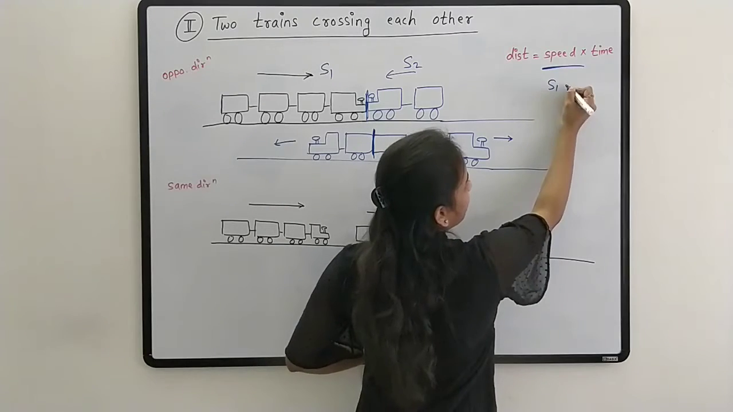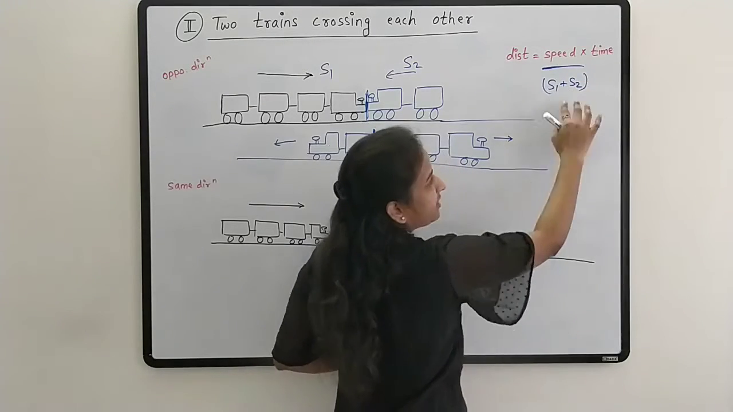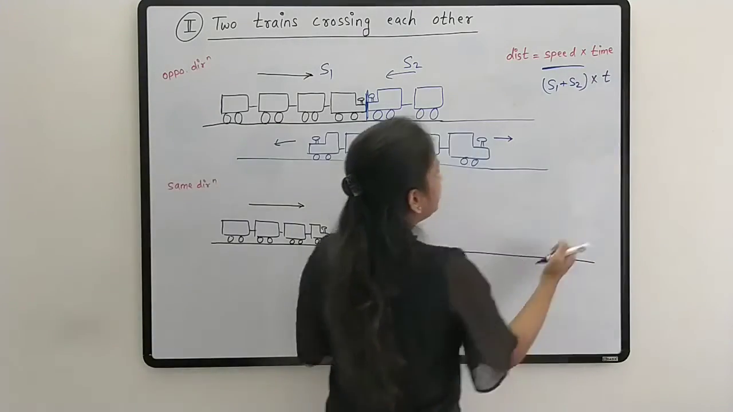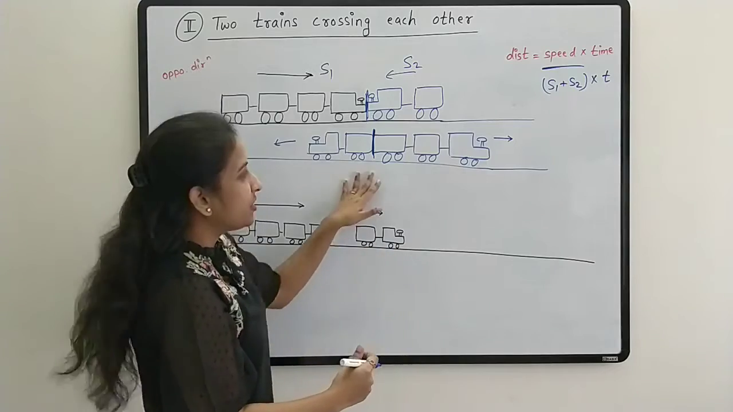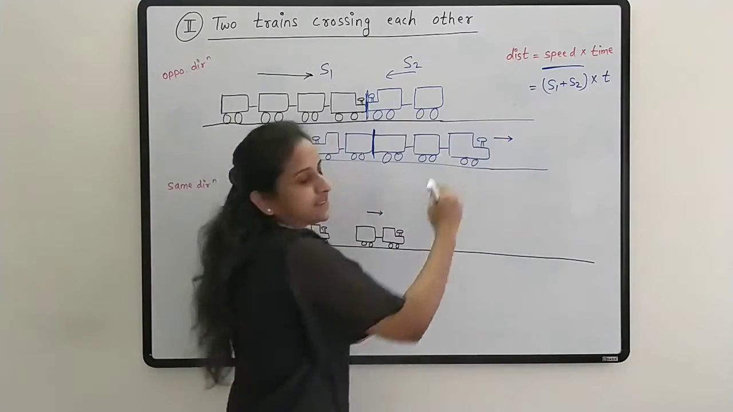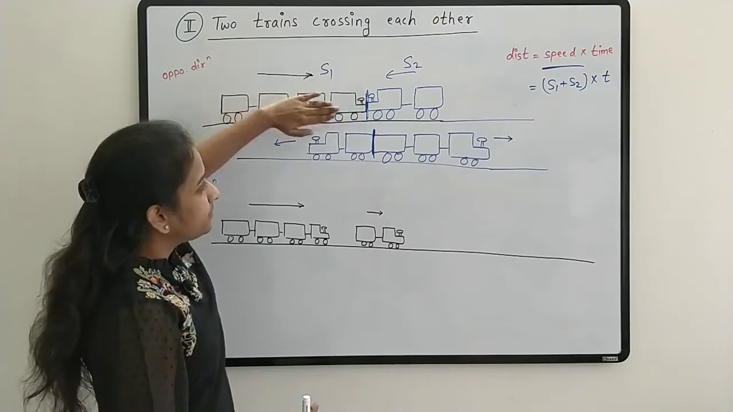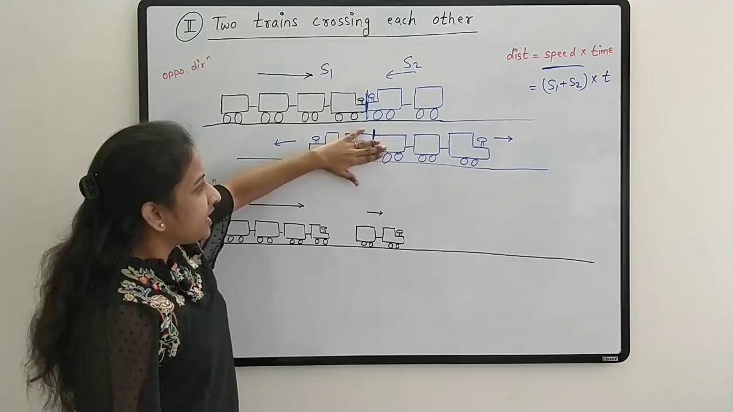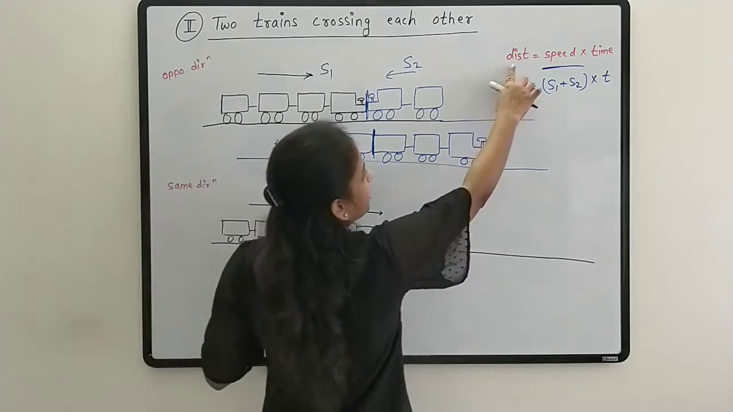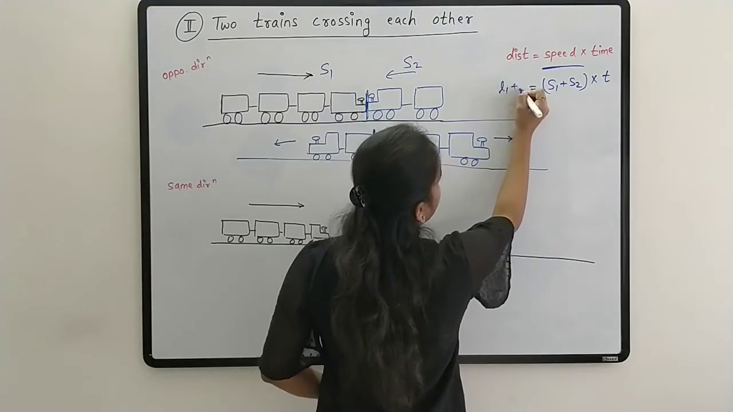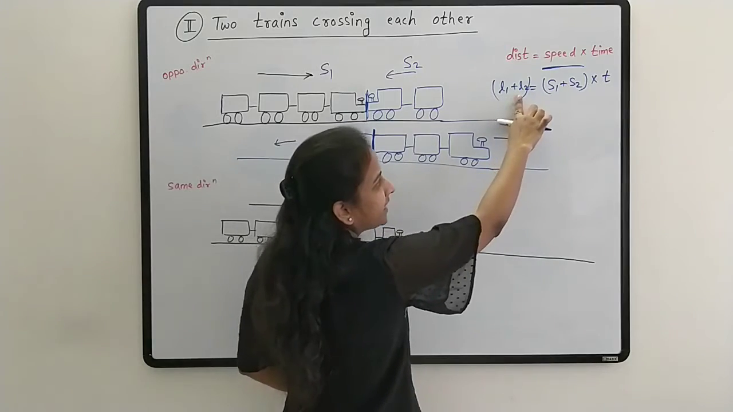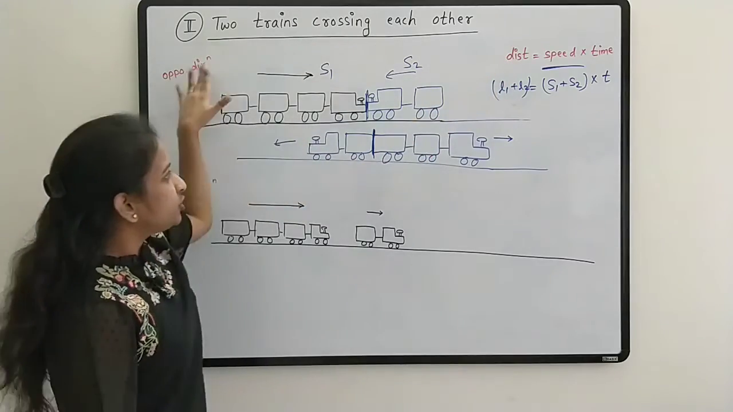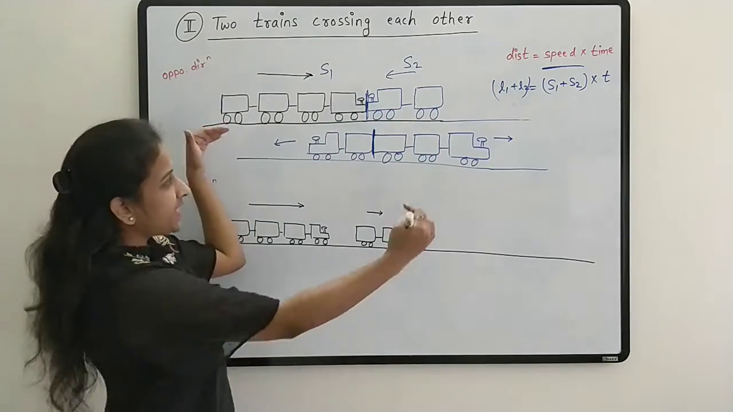So this speed will become S1 plus S2, relative speed, into time to cross each other. And in this case distance is equal to length of this train plus length of this train. Here distance is not 0, this has a different frame of reference. So in this case distance is equal to L1 plus L2, length of first train plus length of second train. Understood the formula? You can use this formula to solve these types of problems when two trains are crossing each other.